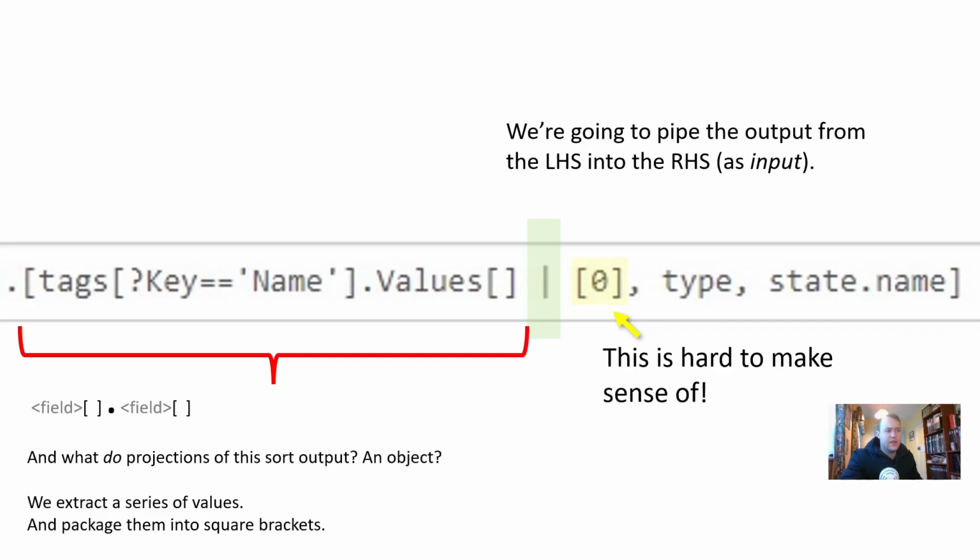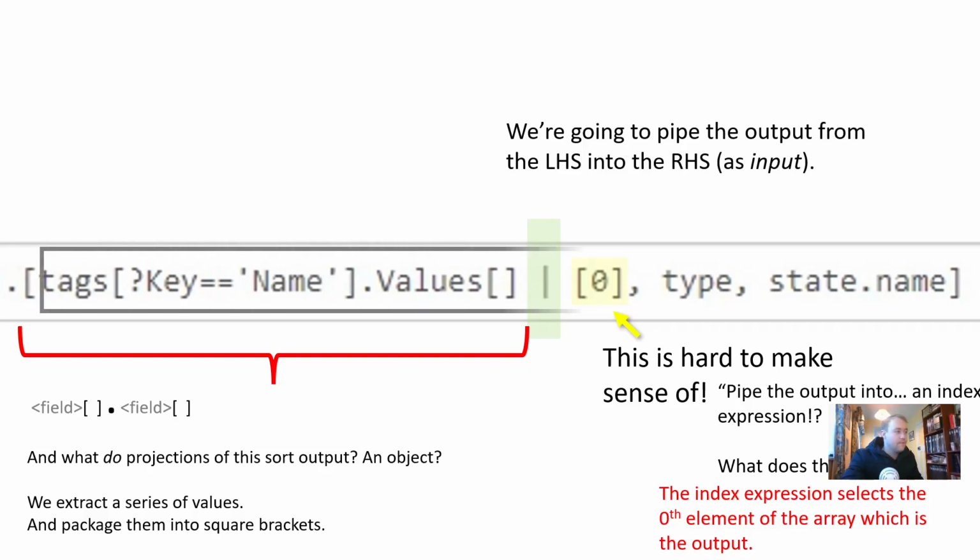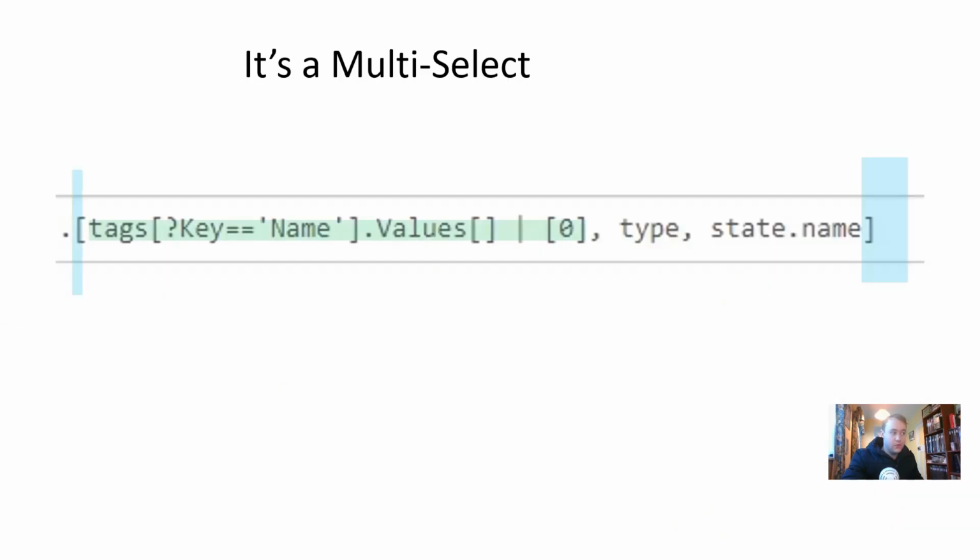It's quite hard to make sense of that 0 in square brackets. Pipe the output into an index expression. What are we even saying there? Well, the index expression is selecting the 0th element of the array which we output. Okay, fine. So in a way, that's all one thing I've just shown there. Remember, overall it's a multi-select. So we've got 3 elements, bang, bang, bang. They're the 3 things we're selecting. And that comma is at the same level as that comma.